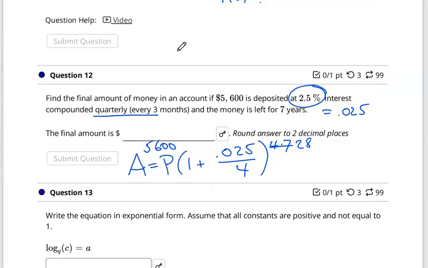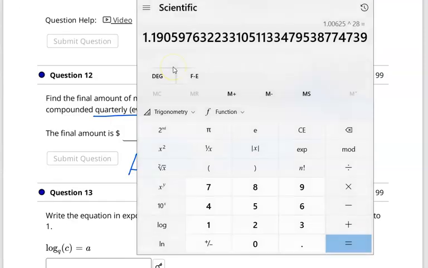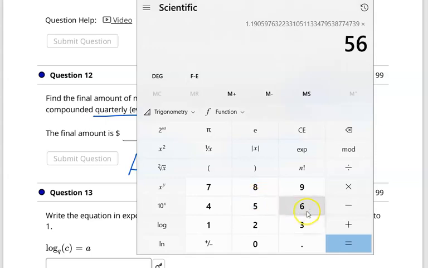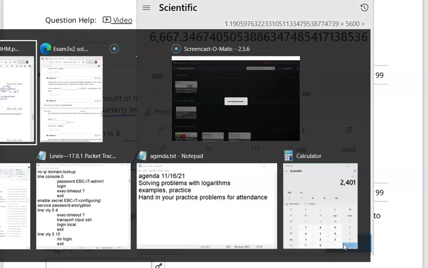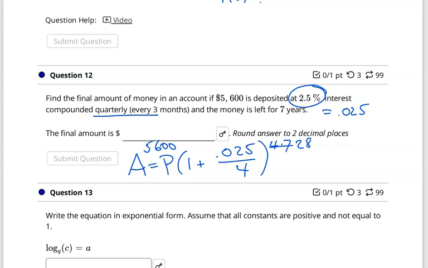Our initial investment value, 5,600. So multiply by 5,600 and I get 6667.35. Round that to 2 decimal places: 6667.35. And write that in my solution: 6667.35.